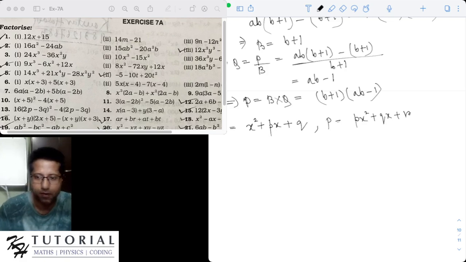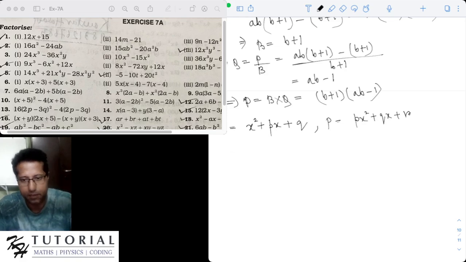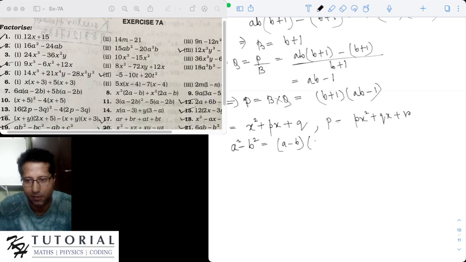Also you must be very familiar with the algebraic identities, which will also be very helpful in doing the factorization. For example, these identities: a square minus b square, you know that a square minus b square is equal to a minus b into a plus b. So using this identity, you have already factorized the polynomial a square minus b square.